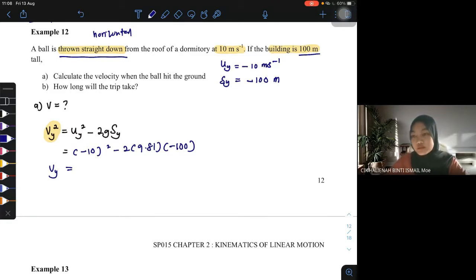equal to, ada yang sudah dapat? Okay, don't forget we have square dekat sini ya. So kamu kena square rootkan kamu punya jawapan.